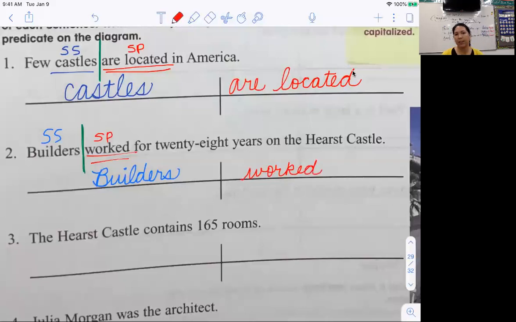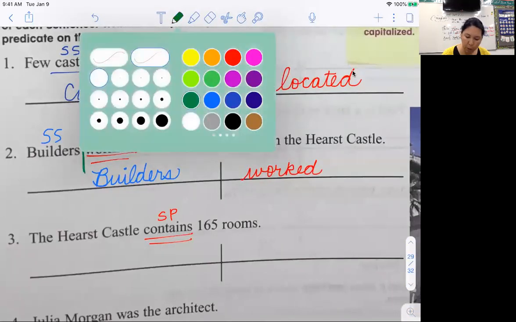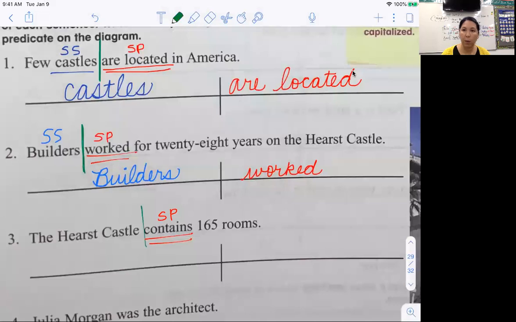Good job, you guys. I hope this is making sense for you. Okay, let's go to number 3. The Hearst Castle contains 165 rooms. Okay, I don't see is, are, was, were, have, has, had, am, will. Do you see an action? Contains. That's something you can do. You can contain something. That's going to be my simple predicate. Remember, we always put our green line in front of our predicate. What contains 165 rooms?